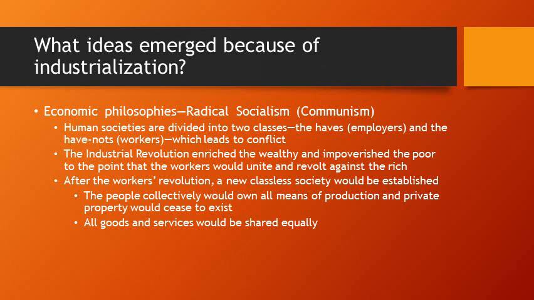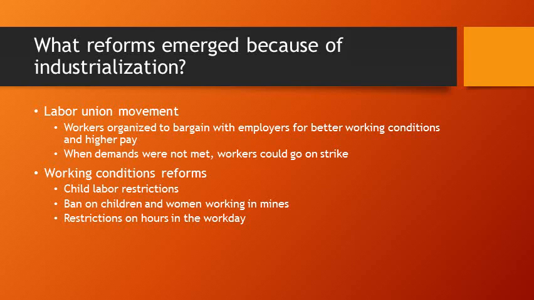After the workers' revolution, a new classless society would be established, and the people collectively would own all the means of production, and private property would cease to exist. Ideally, they said, all goods and services would be shared equally. In reality, this doesn't really work out the way that they thought, although the idea of radical socialism does spawn several revolutions later in history in places like Russia and China.